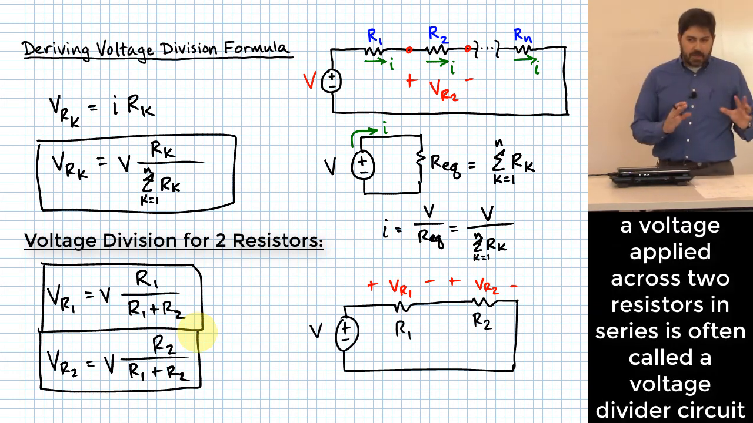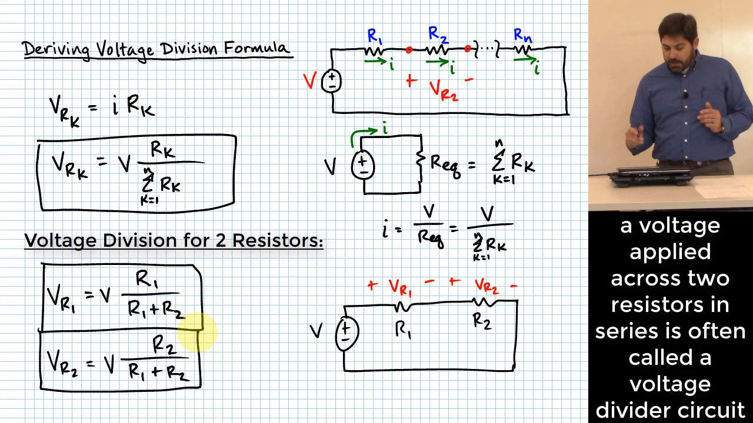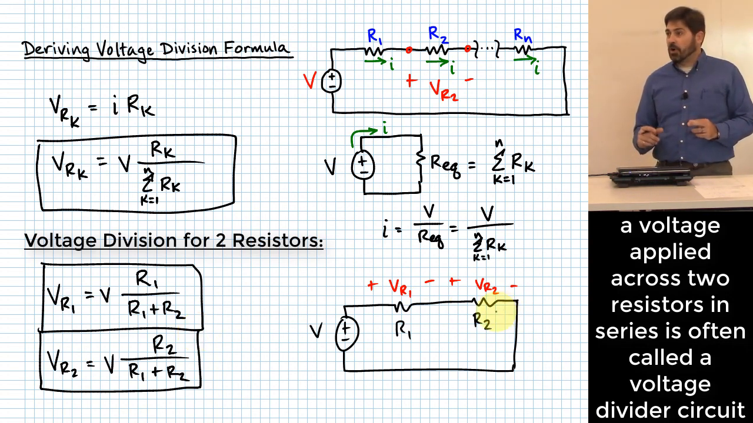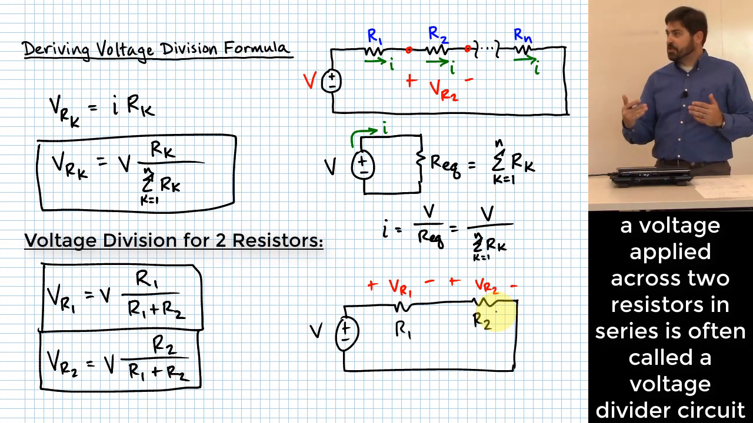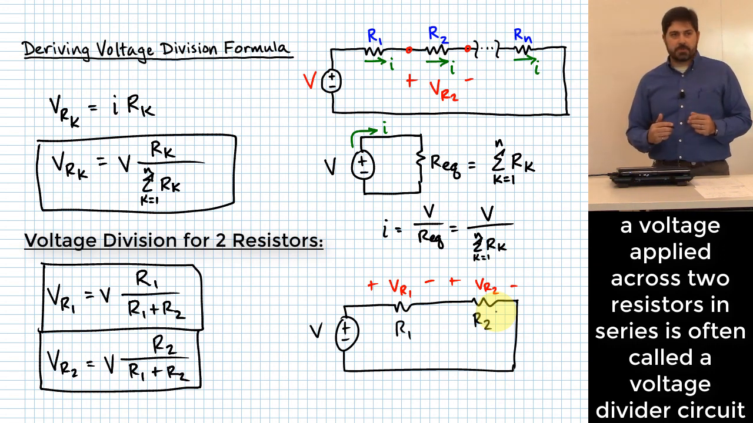Just to make sure I use this term as well, what you actually see with two resistors that are in series with one another is often called a voltage divider circuit. So it makes sense that we're using voltage division technique to figure out how much voltage is across each one of those circuit elements. All right, and that's about it for that one. Any questions on voltage division technique?